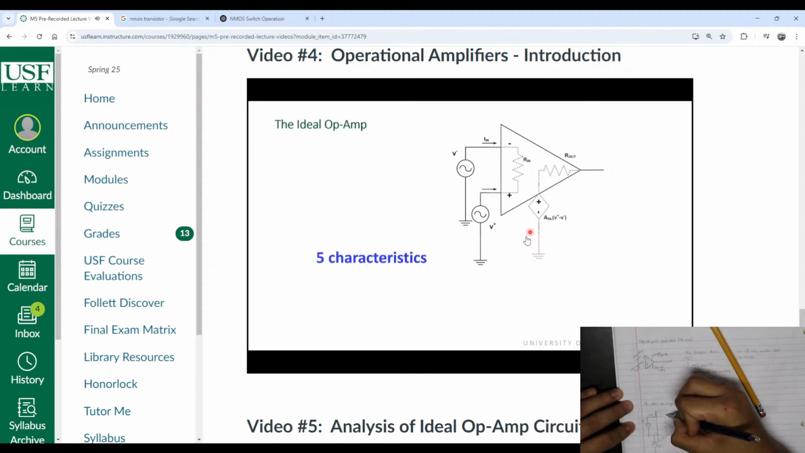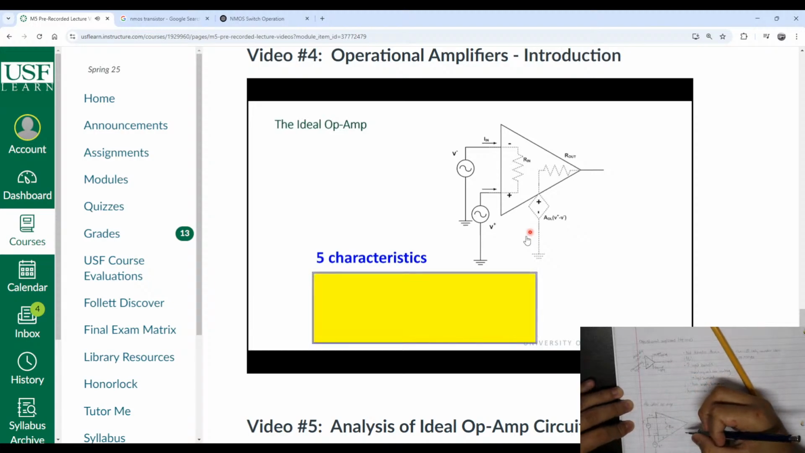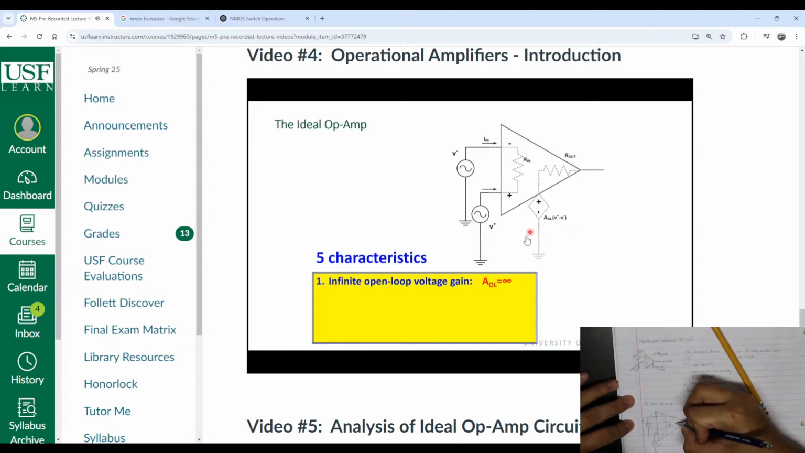But first, let's take a look at the 5 ideal op-amp characteristics. For our purposes, our ideal op-amp, we are going to assume that it has an infinite open loop voltage gain. I briefly referred to this A OL. We're going to assume that it's infinite. I know you're probably wondering what we are going to do with a number that's equal to infinity, but hopefully I will explain later. We're also going to assume that the op-amp has an infinite input resistance, right? In other words, this resistance here is infinite.